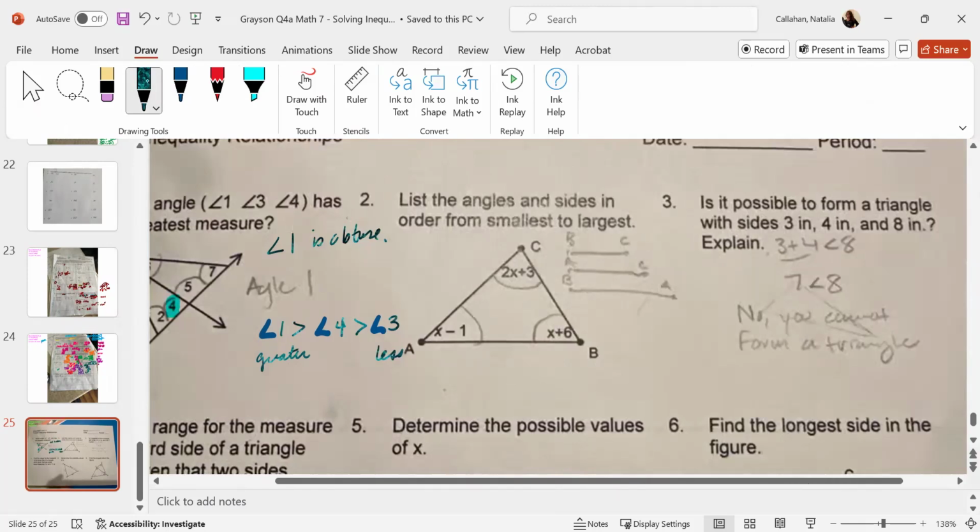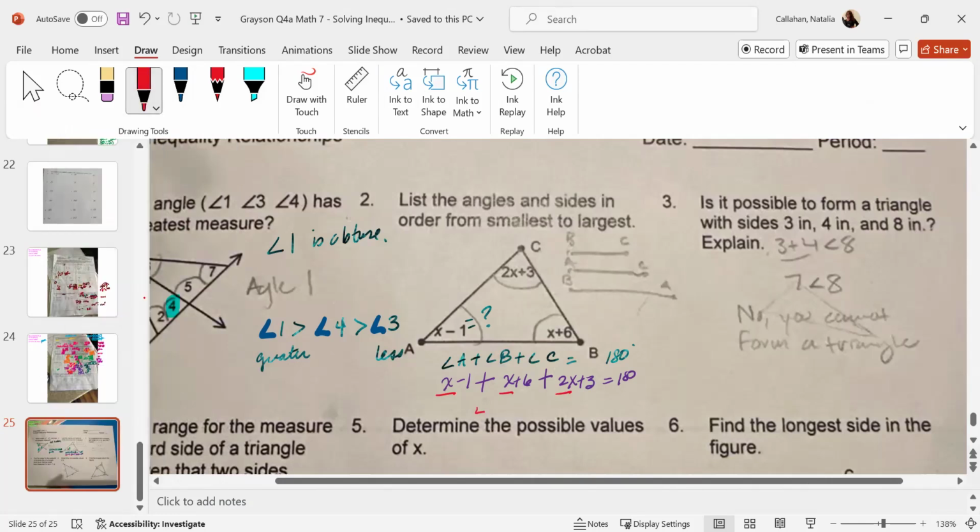List the angle and the side from smallest to largest. So you can't do this until you know what degree this is. You understand? But you know angle A plus angle B plus angle C is equal to what degree? 180. Yeah, now replace it. X minus 1 plus X plus 6 plus 2X plus 3 equals 180. Copy that down.